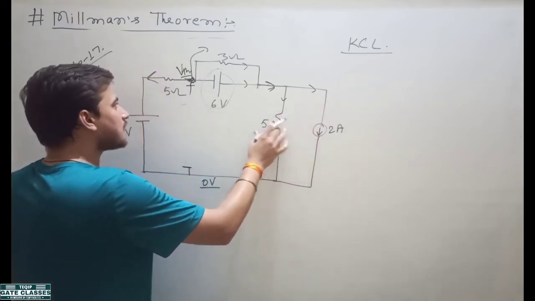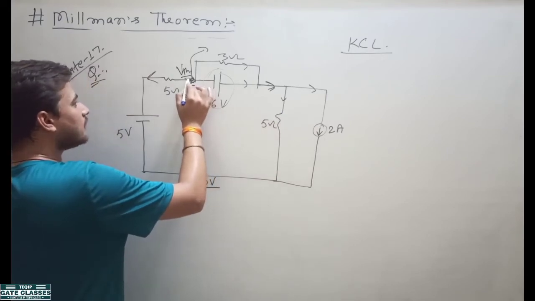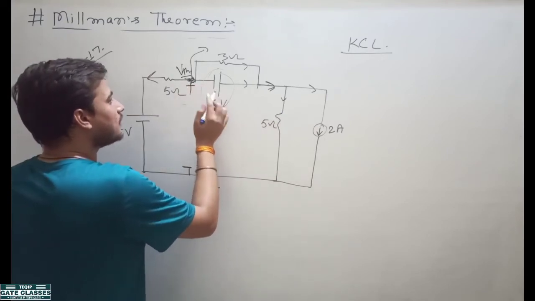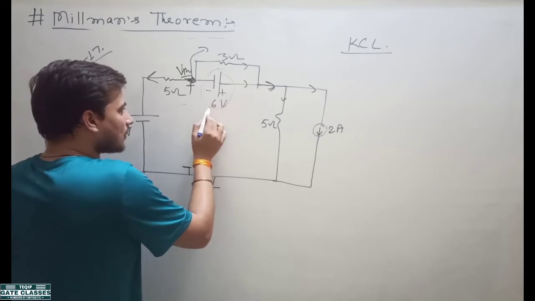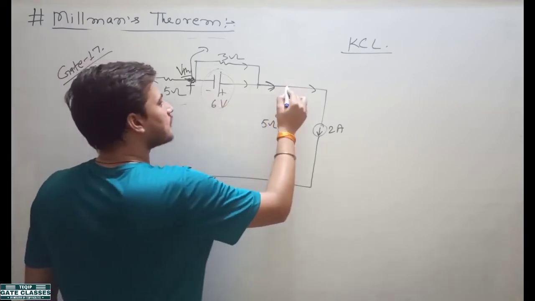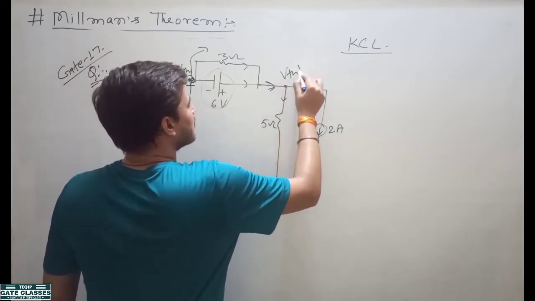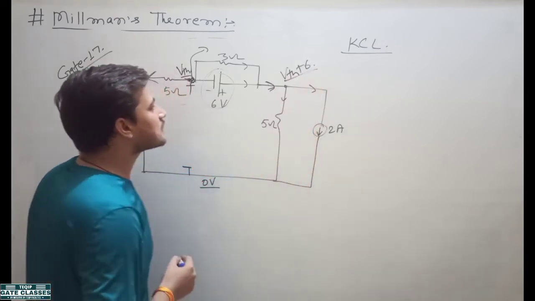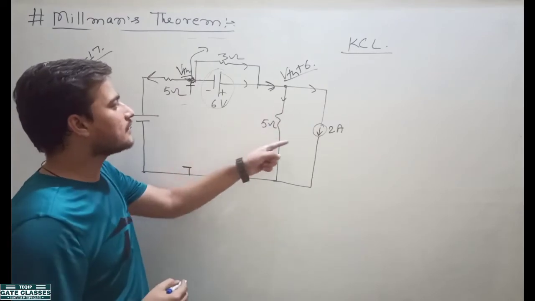To find this current, if this potential is VTh and if you are having a battery connected like this, so there will be rise in potential of 6 volt. So here the potential will be VTH plus 6. So now you can write the current for this one.